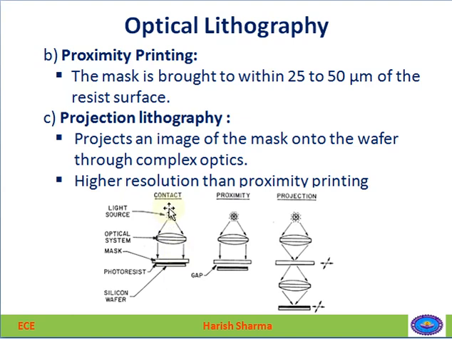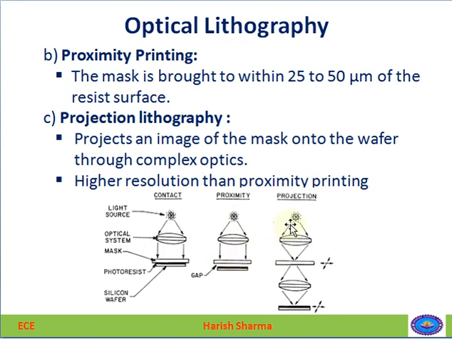See, these are diagrams where this is the silicon wafer, photoresist, this is the mask just touching the photoresist, pressed against the photoresist, and it is exposed with the UV rays through the optical system. In case of proximity printing, there is a gap between the photoresist and the mask, and it is again exposed with UV rays through the optical system. The mask is not touching the photoresist.